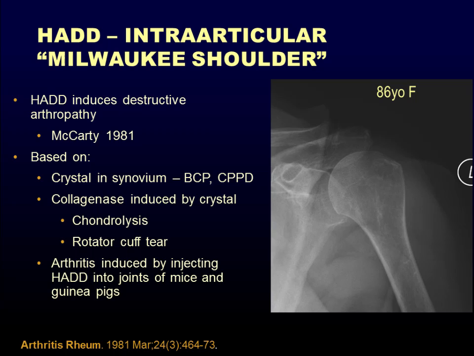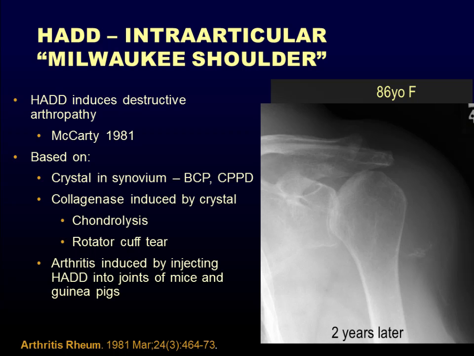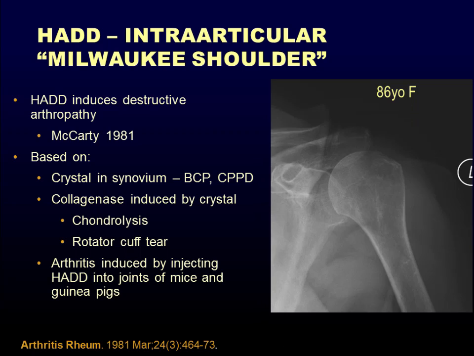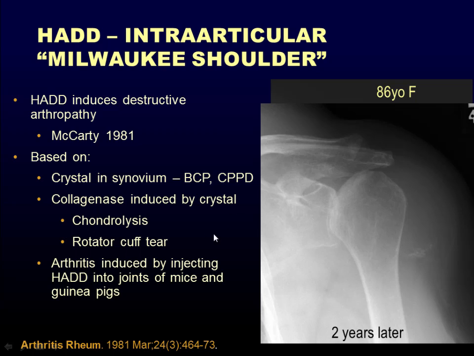The other thing that can happen is that instead of breaking into the bone or into a bursa, it can actually extend into the joint and can cause a rapidly destructive arthropathy that can look all the world like infection or a neuropathic joint. From initial to 2 years later, we see this large joint effusion with mineralization, severe joint space loss.